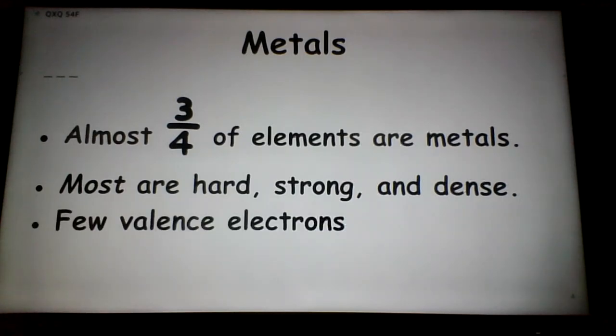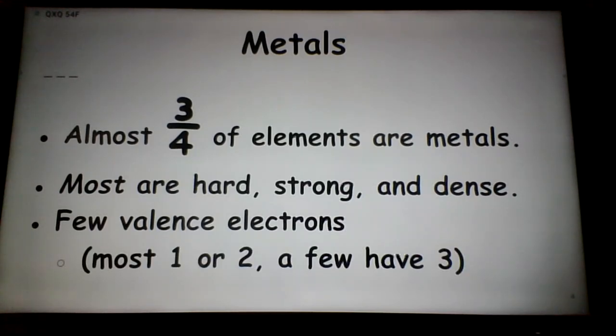Okay. Metals have few valence electrons. In fact, most metals have either 1 or 2 valence electrons, but a few have 3. And we're talking about group 13 and 3A, the group that has boron on the top, and it's right where that staircase is that I showed you. So if you have a periodic table handy, look at that while we talk about these. Of course, if you're in class, you're going to see that on the wall as well.